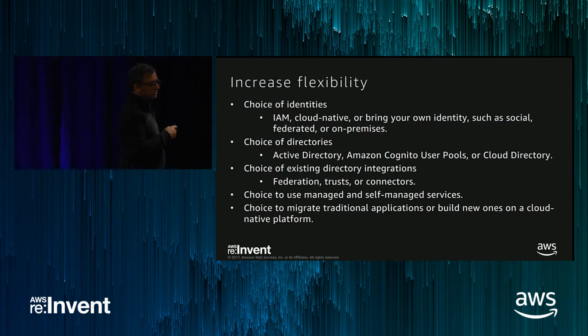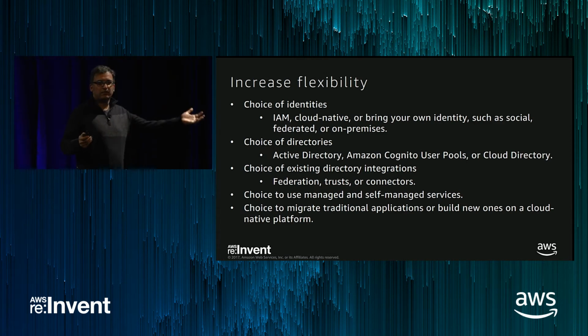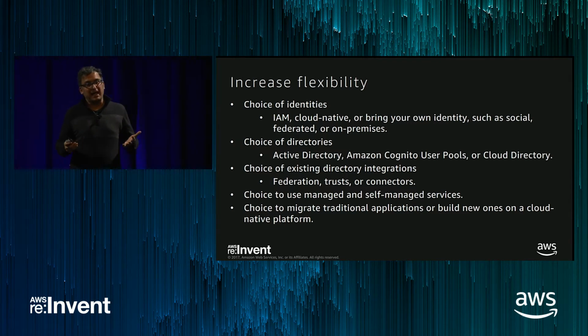In terms of directories, you can use Active Directory, you can use IAM, you can use Cognito, you can use Cloud Directory and build your own solution. So we give you choices depending on your use case and the problem you're trying to solve. In terms of federating itself, we give you choices. You can do SAML-based federation, or you can just set up Kerberos Trust with Active Directory running in AWS with your Active Directory running on premises. You can run our managed offerings like Cloud Directory or Cognito or Managed Active Directory, or you can build your own solution on top of EC2.